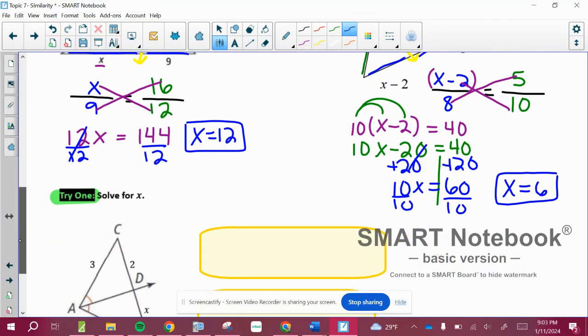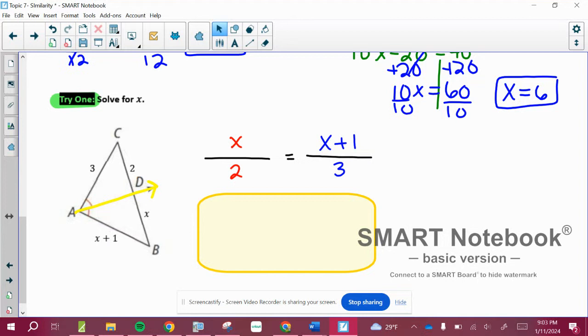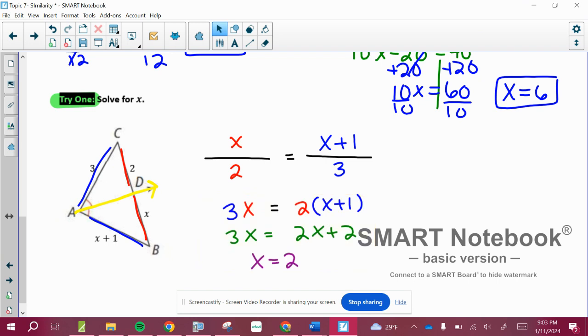Okay. So try this last one. You have triangle CAB, and we know that this angle A is getting bisected. So use that to set up your ratio and solve for x. If you did it correctly, here's what your setup should be looking like. We would take the two bottom sides, x and 2, and we would set up our proportion with the two side lengths, x plus 1 over 3. If you solve this correctly, you should have gotten that x is equal to 2.